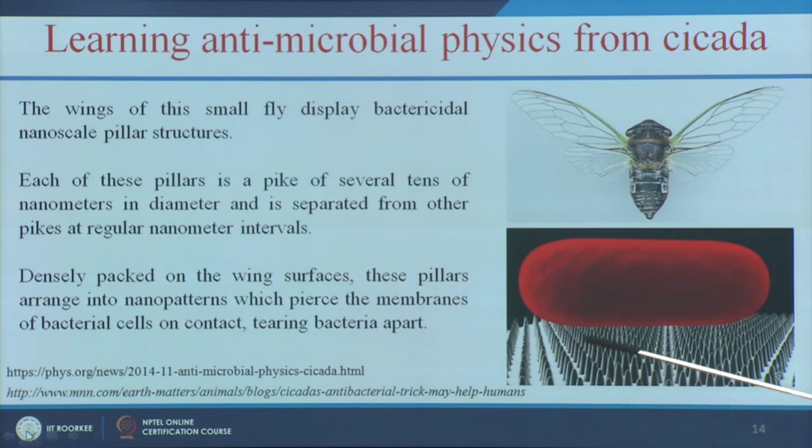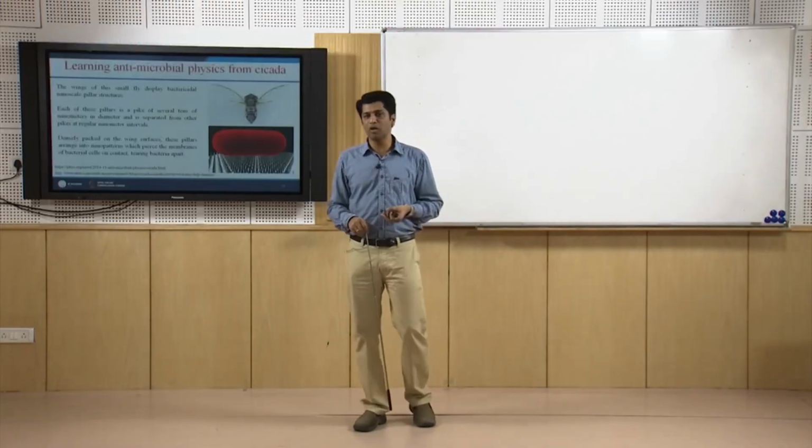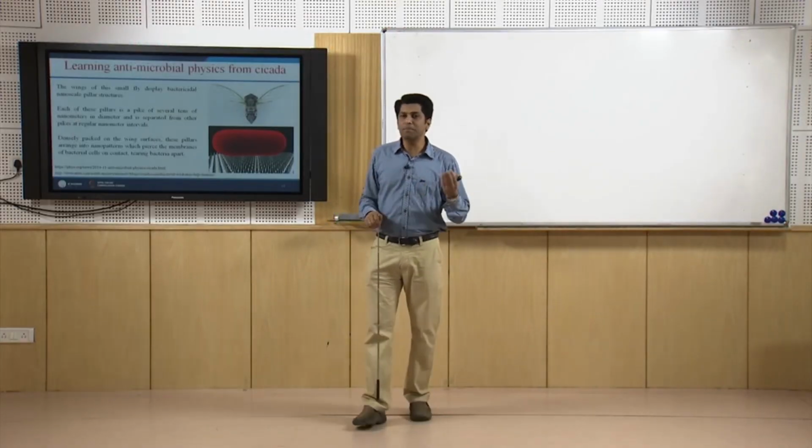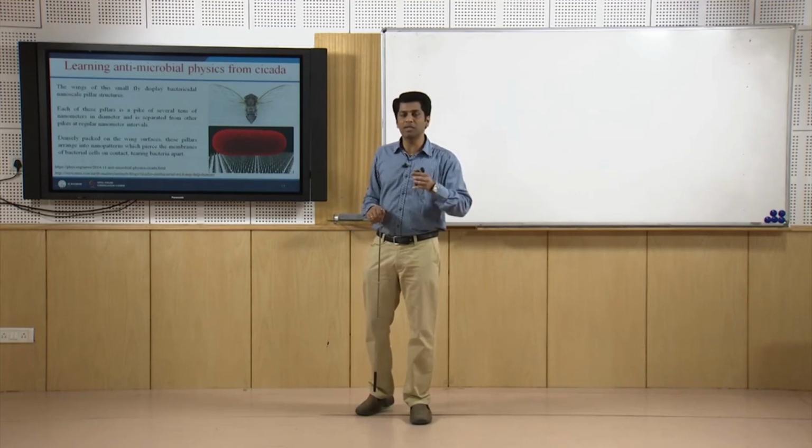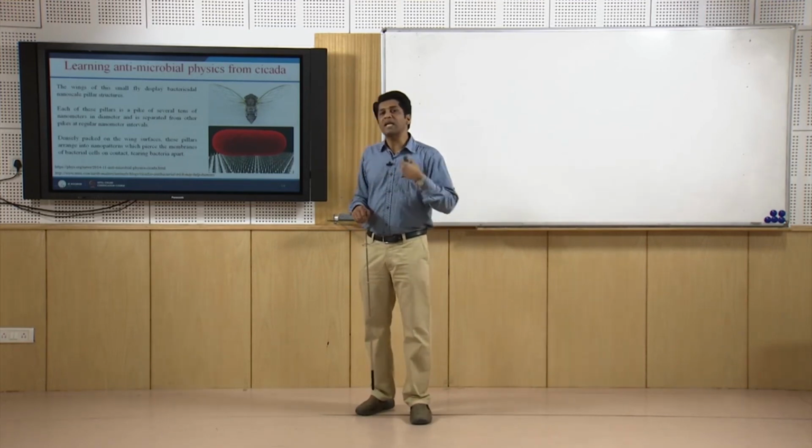And you know the size of bacteria is in the range of micrometers, and in this picture you can see this red color is the bacteria and these are the nano pillars. When the bacteria stick on the surface of nano pillars, these nano pillars can pierce the membrane of bacterial cells, tear the bacteria and destroy the bacteria. So what idea can we get from this? We can make similar nano pillar coatings that can prevent bacterial infection. These kinds of coatings can be applied in public places or public toilets, so this can prevent bacterial infection.